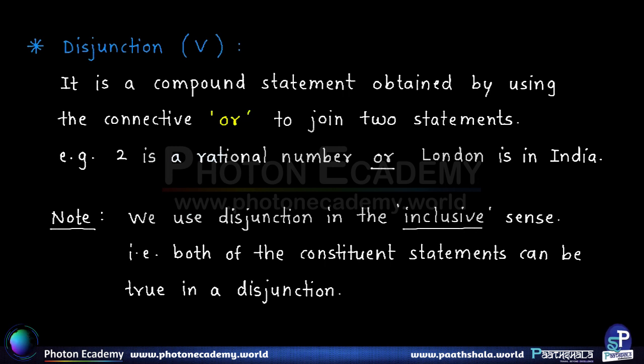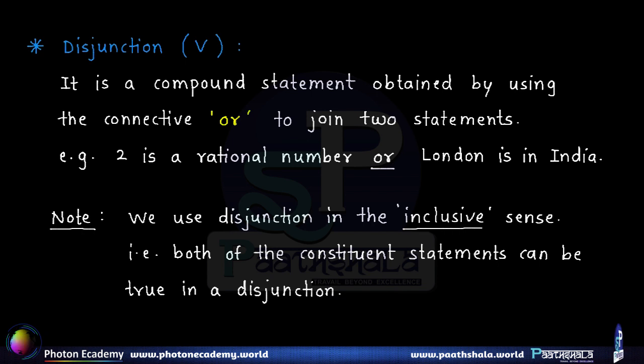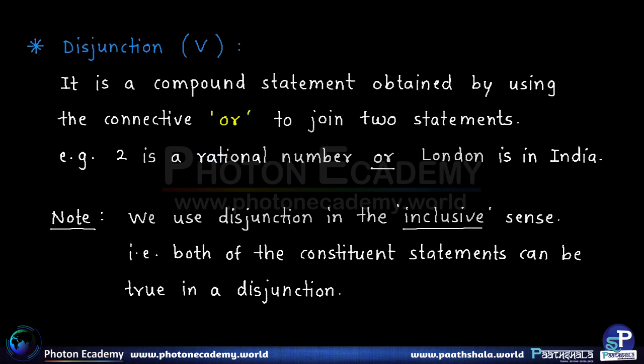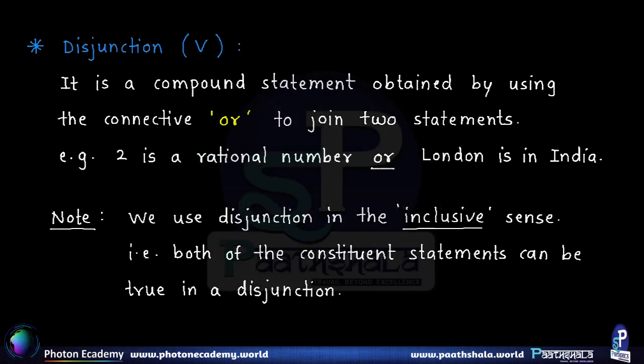Now here we have to remember one point: in mathematical logic we use disjunction in the inclusive sense. That means both of the constituent statements in the disjunction can be true. Just to contrast this with what is called the exclusive sense, in real life we come across situations where we say either this or that, where we mean that both cannot be true simultaneously. But here in mathematics, both possibilities can also be true for the disjunction to be true. So that is called the inclusive sense.